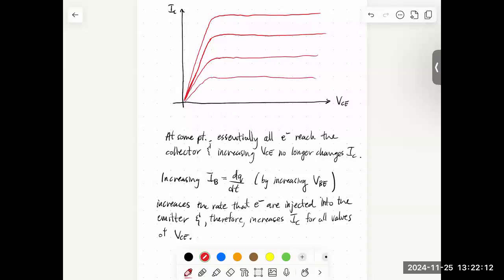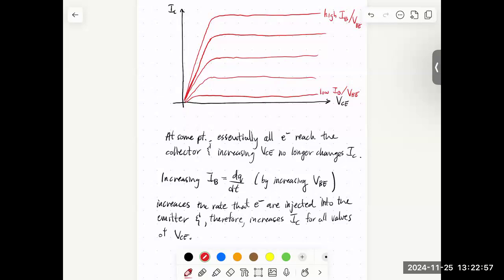And we could keep doing that, and we get this family of curves that looks something like this. And this is a very characteristic kind of IV plot for a transistor. So what we should do is label some of these. This is a low base current or base emitter voltage, and this is a high base current or base emitter voltage. So that's sort of the starting point for understanding this transistor.